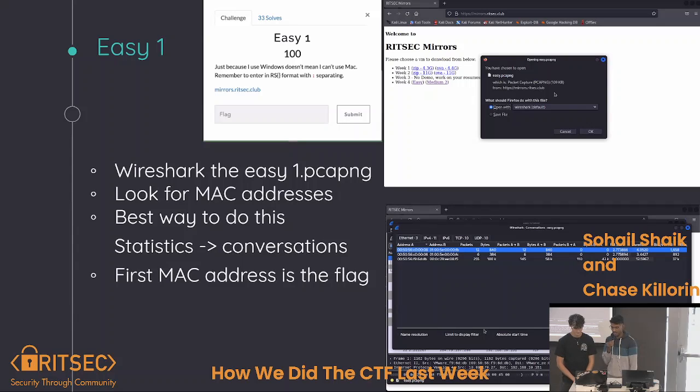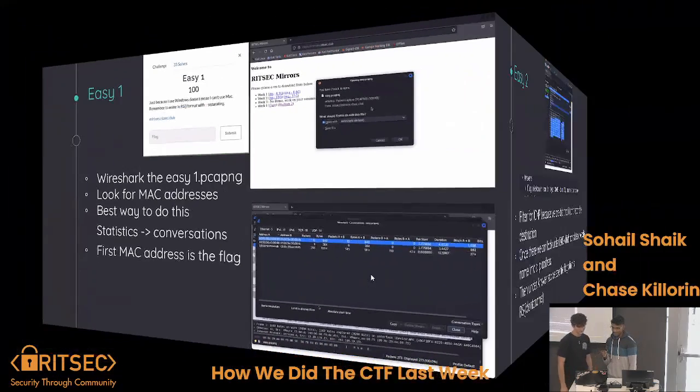And then from there, I have it highlighted, but I pretty much was going to just go down the list of the MAC addresses and just type them in. And the first one happened to be the right one. So that's how that works.